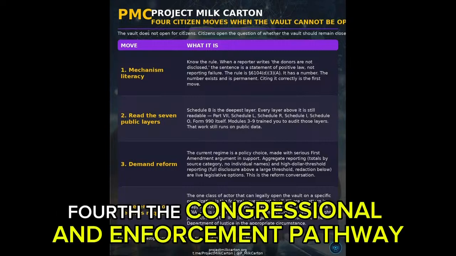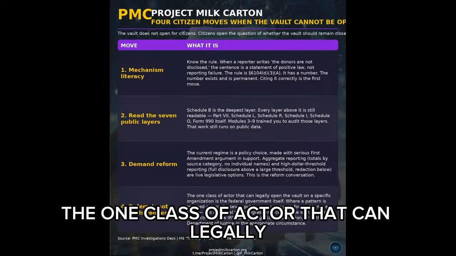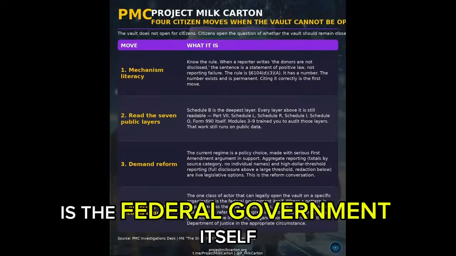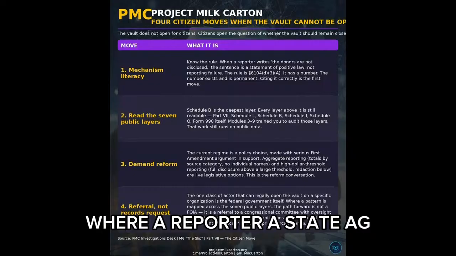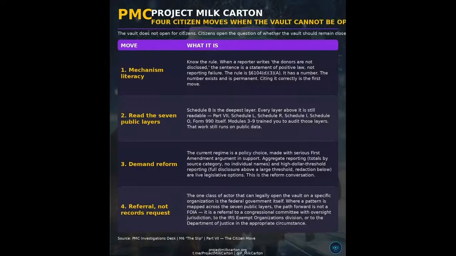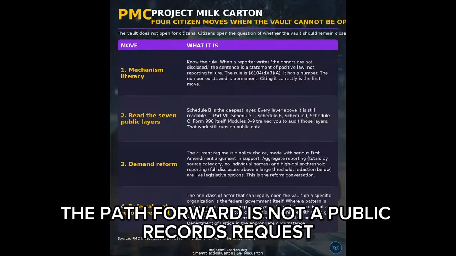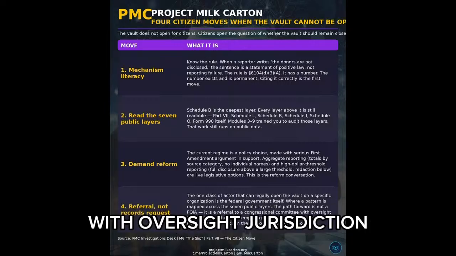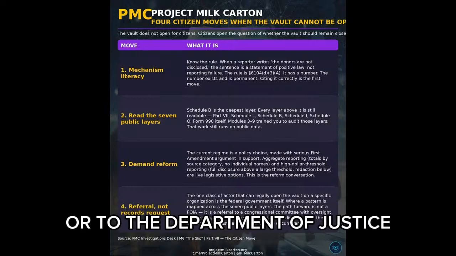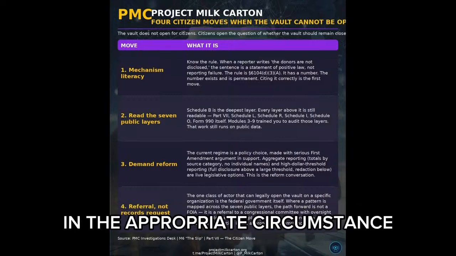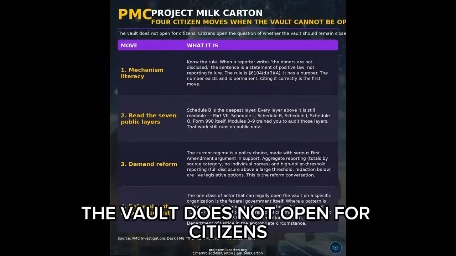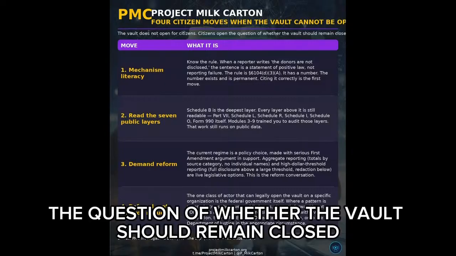Fourth, the congressional and enforcement pathway. The one class of actor that can legally open the vault on a specific organization is the federal government itself. Where a reporter, a state AG, or a citizen has mapped a suspicious pattern across the 7 public layers, the path forward is not a public records request. It is a referral to a congressional committee with oversight jurisdiction, or to the IRS Exempt Organizations Division, or to the Department of Justice in the appropriate circumstance. The diagram is useful. The referral is the move. The vault does not open for citizens. Citizens open the question of whether the vault should remain closed.